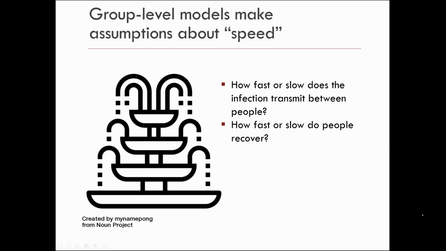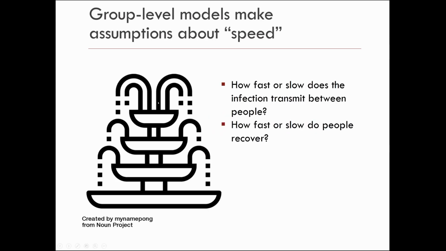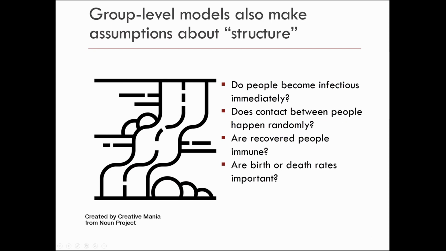Because of this, one of the key assumptions of group level models is about speed. So we're thinking about how fast or slow the infection transmits between people, how fast or slow people recover, in terms of how the flow of individuals is moving from one compartment to the next. The other type of assumption we need in group level models are assumptions about structure.